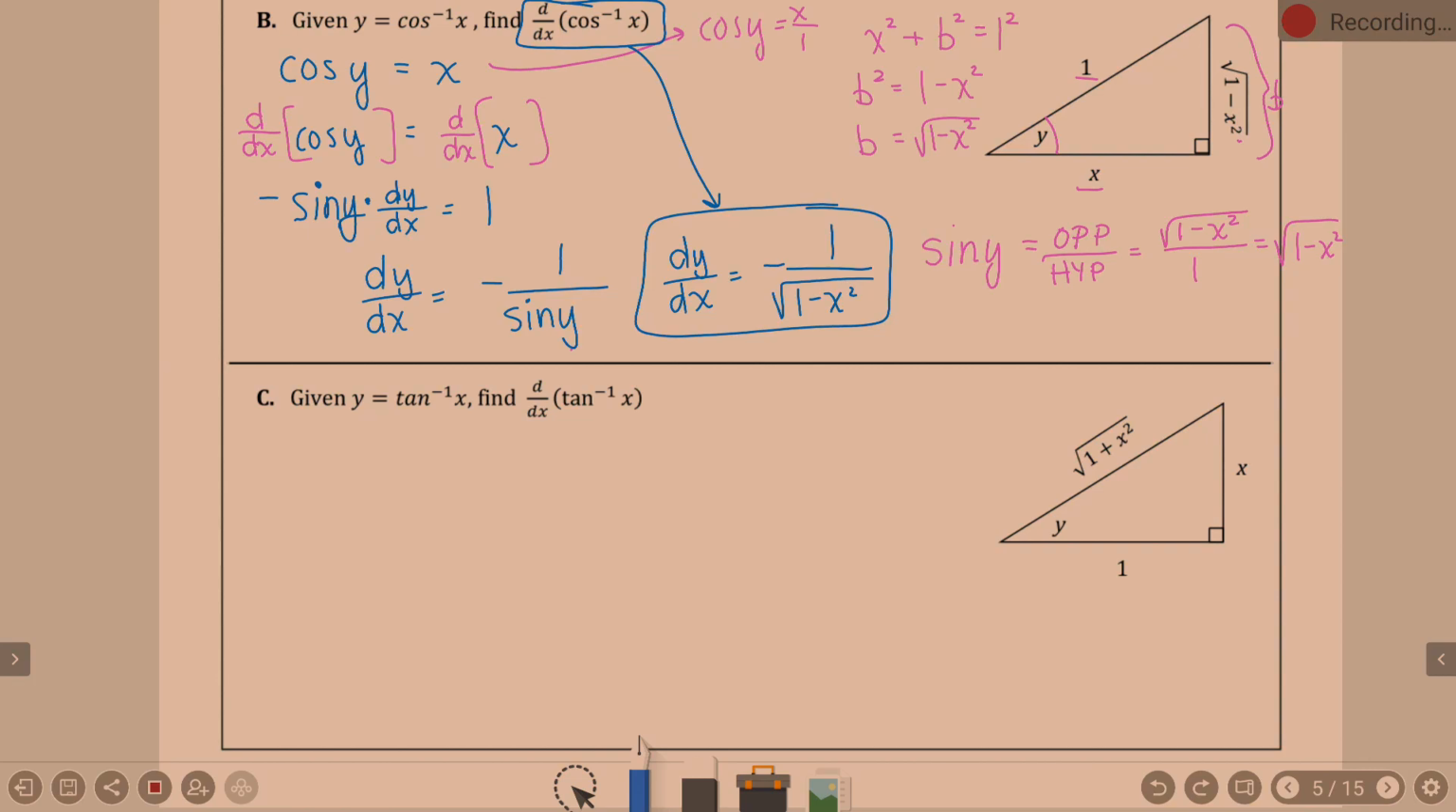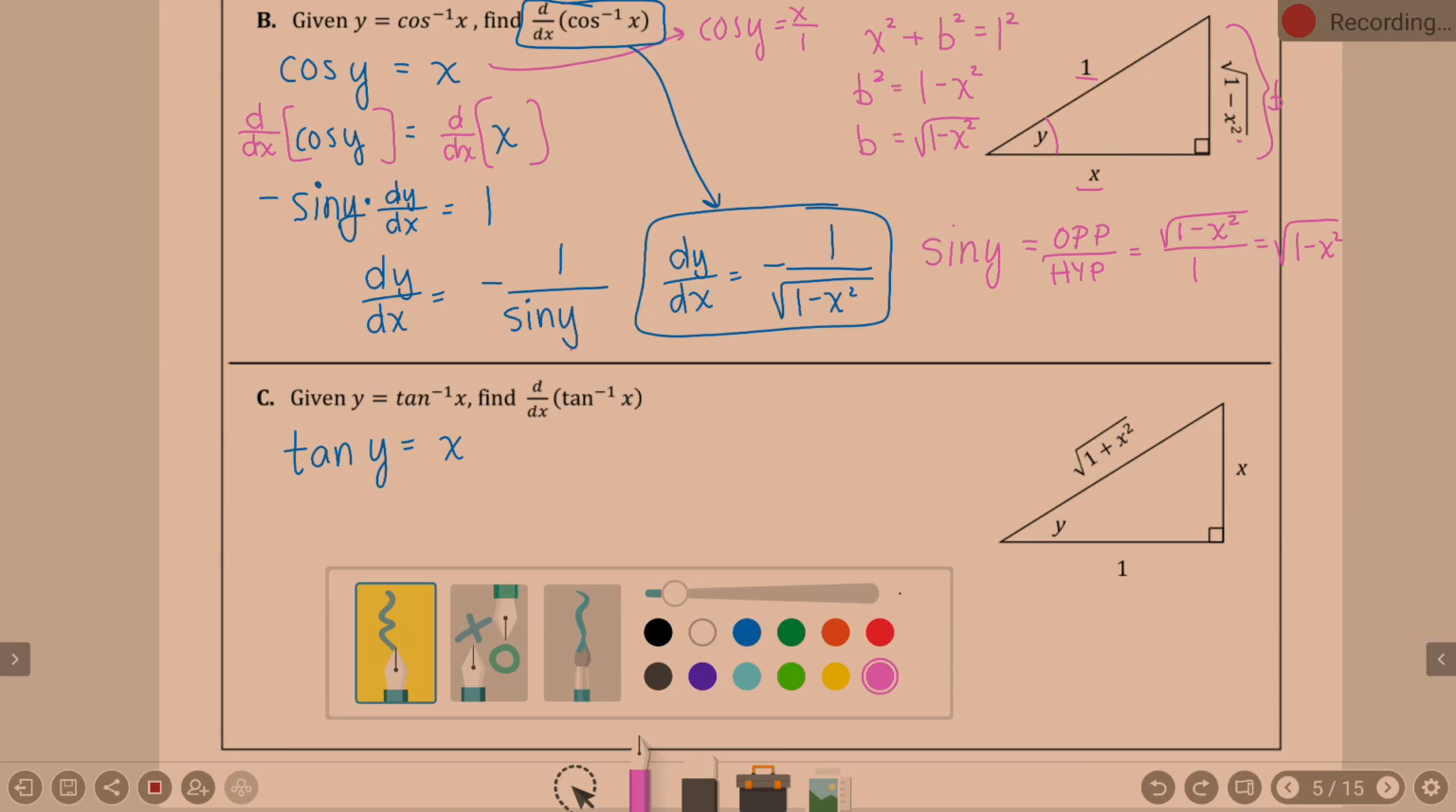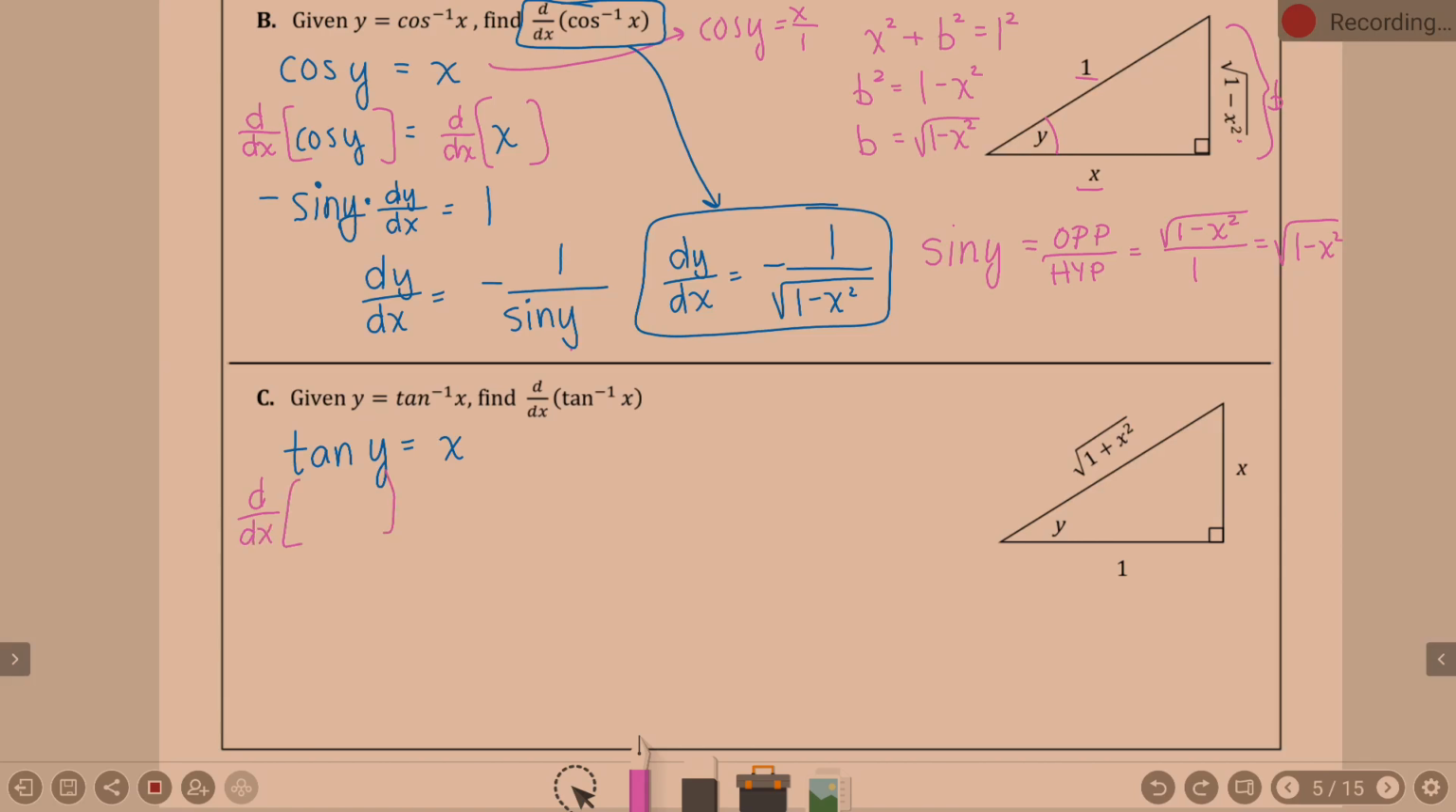Okay, C. I don't think it's too bad, is it? I don't think so. Okay. So, y equals tan inverse x. So, inverse is going to be what? Tangent of y equals x. And we're going to do the derivative of both sides with respect to x. So, d dx of tangent y is going to equal d dx of x.